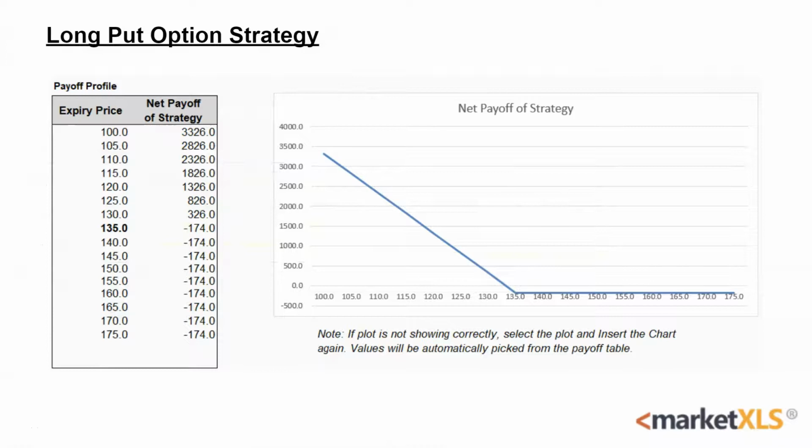MarketXLS offers a net payoff table and a net payoff diagram to help the user observe the potential profit or loss at different expiry levels. The table contains the net payoff of the strategy at different expiry prices. In the chart, the y-axis is the net payoff of strategy and the x-axis is the range of expiry prices.